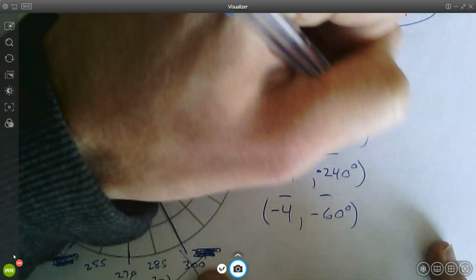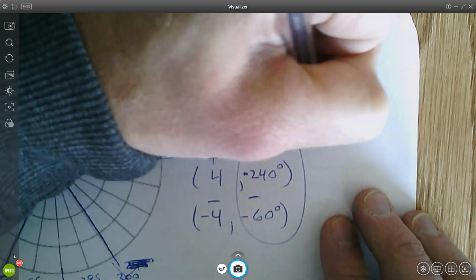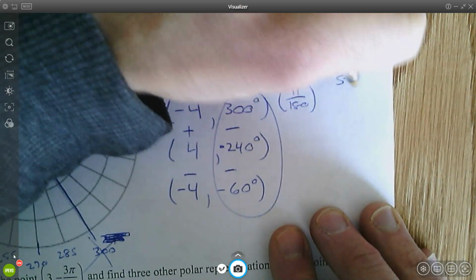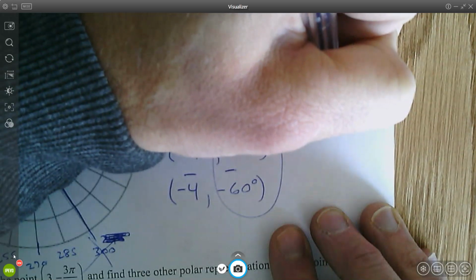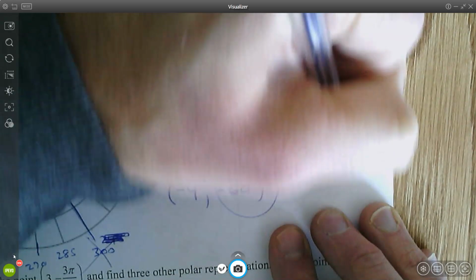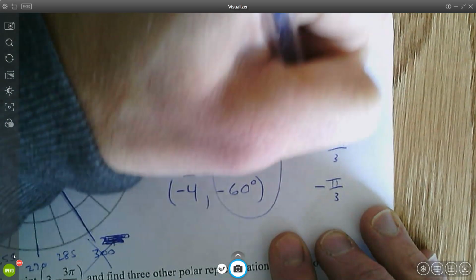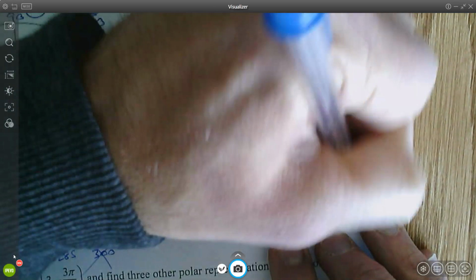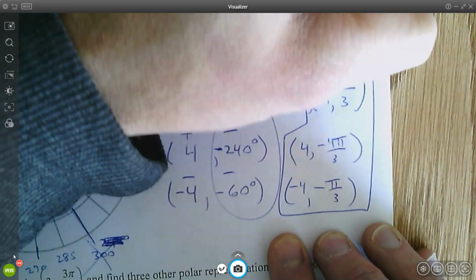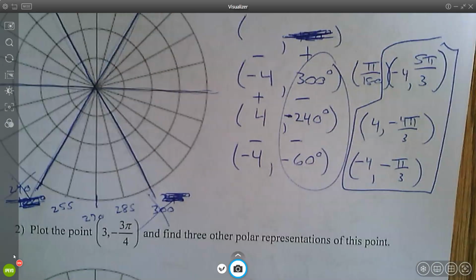The only other thing to do is then convert these to radians by multiplying each of them by pi divided by 180. So what you're going to end up with here is 5 pi divided by 3. This -240 is going to be -4 pi divided by 3 and -pi divided by 3 with the corresponding value for R. So these are your 3 other representations of that same point. When you graph these 3, you end up in the same exact spot. So I'm going to show you one more.